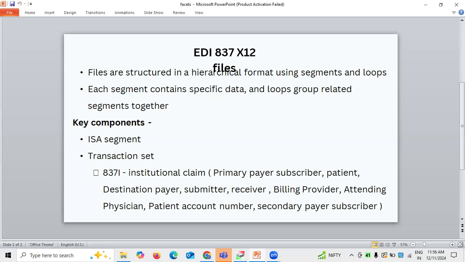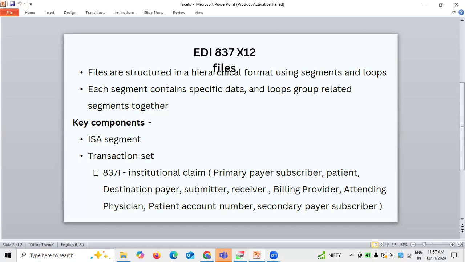The ISA segment is also known as the interchange control header. It contains all the information about the sender and receiver; everything will be known under the ISA segment. When it comes to the transaction sets, these are the main units of messaging when you want to send or receive any kind of order details. Everything comes under the transaction sets. These are the two major components we see when we are using EDI X12 formats. So 837 is the example we have taken.